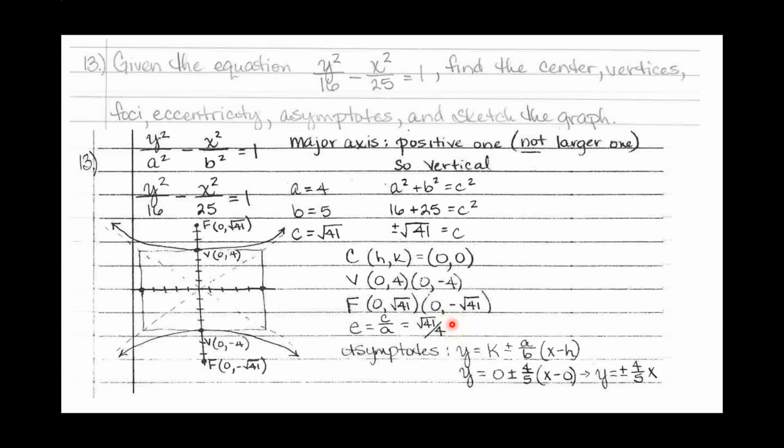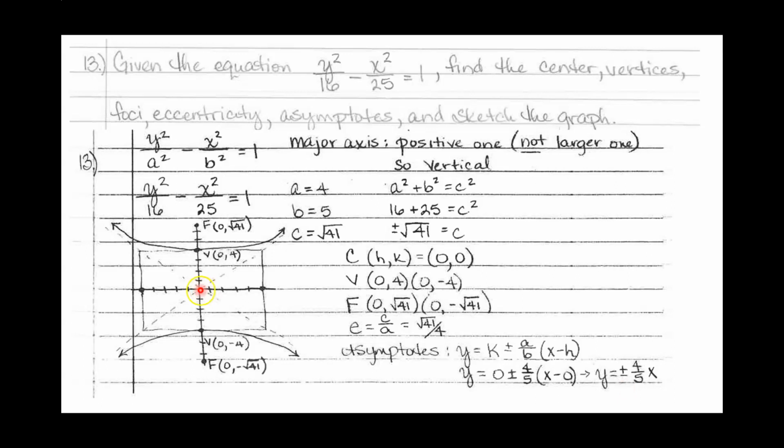And then my asymptotes. Again, when my major axis is vertical, this is the equation for my asymptotes. So I need to put in k. Remember that (h, k) is (0, 0), right? So we're going to put 0 in for k. Then we need a over b. So a was 4, b was 5, so 4 over 5. Then we need h. h was 0, so we'll put 0 in for h. So that would just give me plus or minus 4/5 x for my asymptotes.